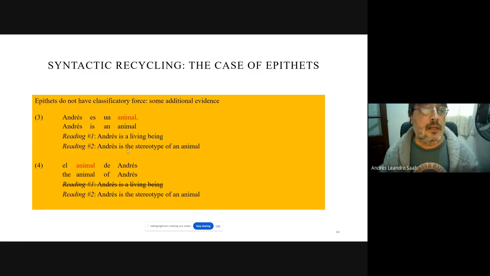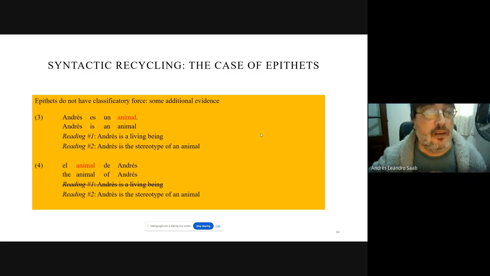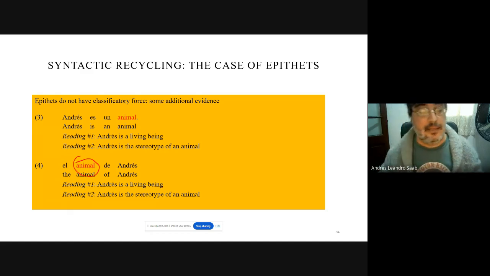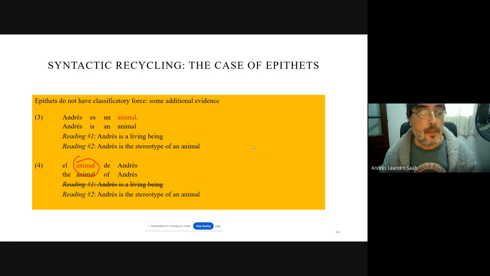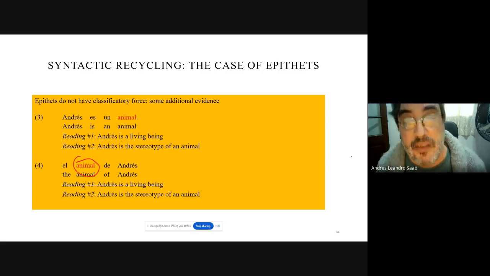Look, take this example. "Andrés is un animal." It has two readings. Either Andrés is a living being, like let's say a human being, or reading two, Andrés is the stereotype of an animal because he has some properties which are normatively incorrect, right? Now, when you use the same word "animal" in epithet position, like "that animal Andrés", "el animal de Andrés", the classificatory force disappears. You cannot interpret this as Andrés is a living being, and you are forced to interpret this construction like Andrés is the stereotype of an animal. Okay.